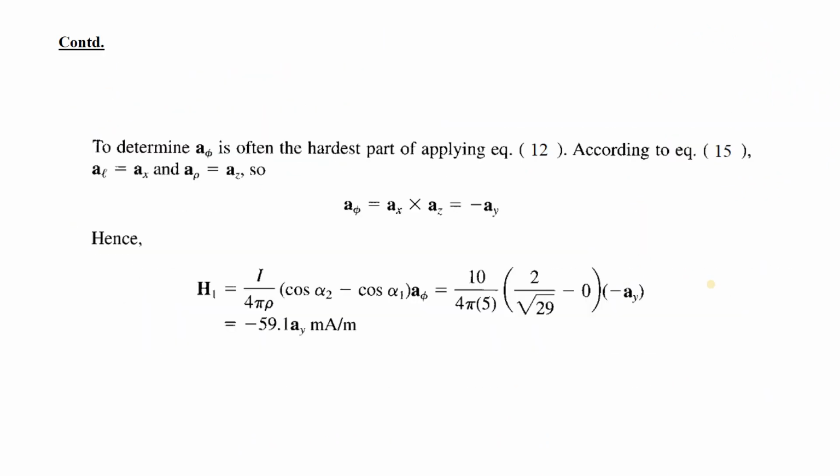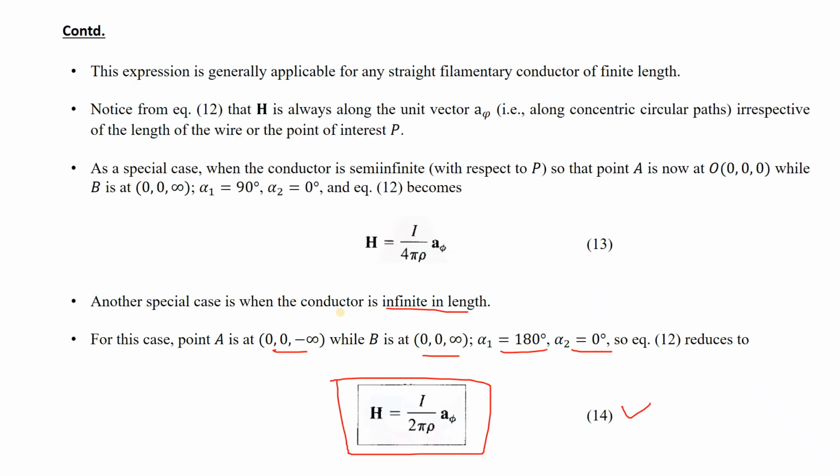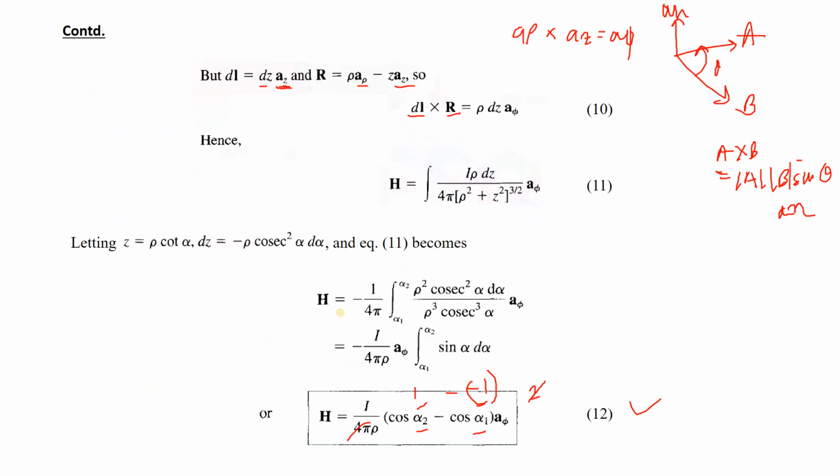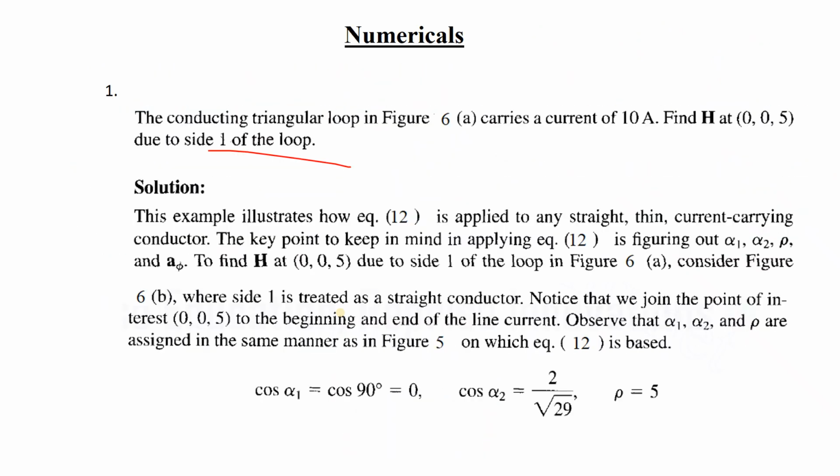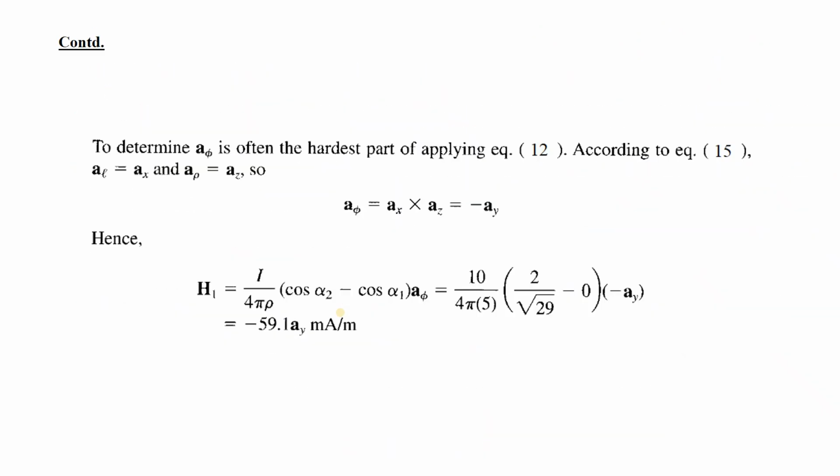So this is root over 29, that is written over here, so we will put this value over here in this equation. So the equation was this one, okay, so that we will be putting, and we will get the solution.